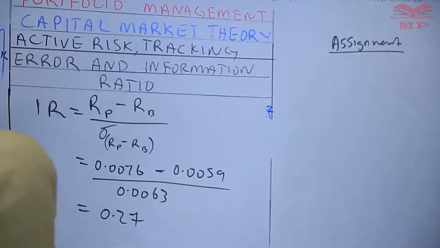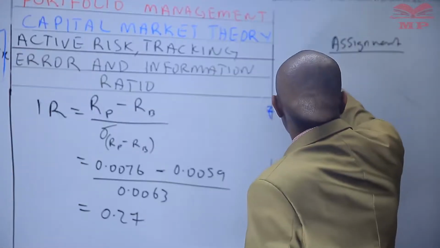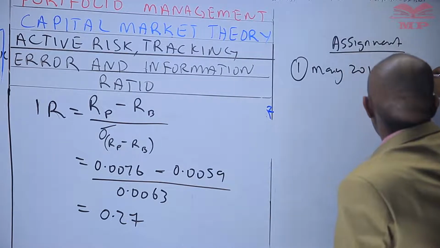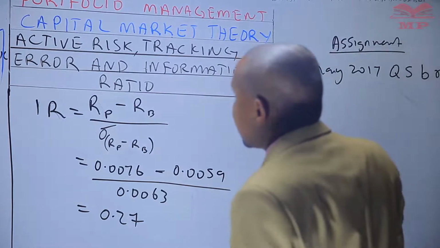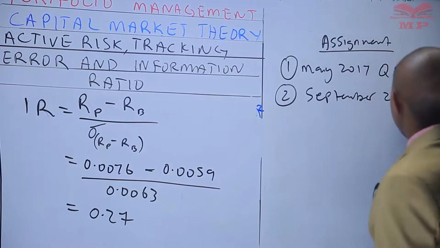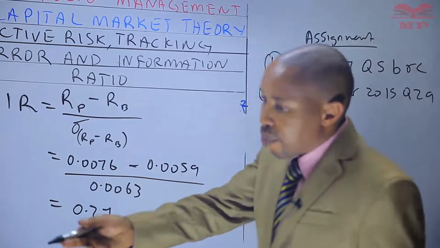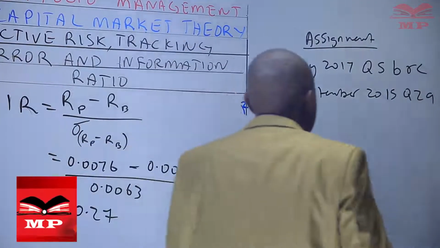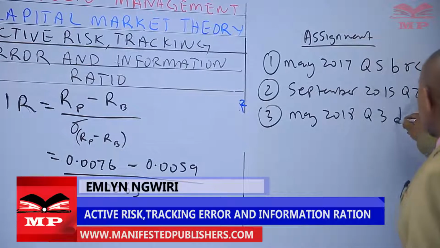And the questions that I want you to look at are May 2017 question 5B and C. Then the second question that I want you to look at is September 2015 question 2A. And finally, from the book I can see right over here that we are getting something to do with May 2018 question 3D.